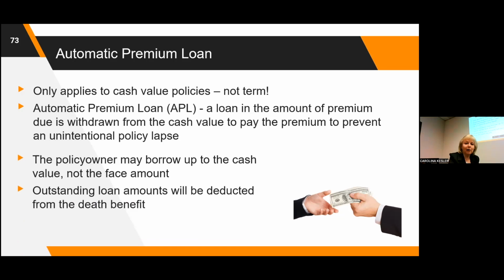The policy owner may borrow up to the cash value, not the face amount, the cash value. Can't borrow more than what you have. Outstanding loan amounts will be deducted from the death benefit. So if you die and you haven't paid back the loan, they'll take it off of your face amount. Okay.